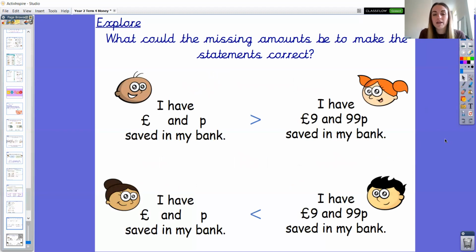Okay, so before you move on to your independent learning in step 3, we have another question to explore together. What could the missing amounts be to make the statements correct? So our first friend here says, I have pounds and pence saved in my bank. And it's greater than our other friend here who has said, I have £9 and 99 pence saved in my bank. So we're thinking about a greater amount than £9 and 99 pence. So I wonder if you can pause the video here and say this sentence aloud, filling in what the missing amount could be to make this statement correct.